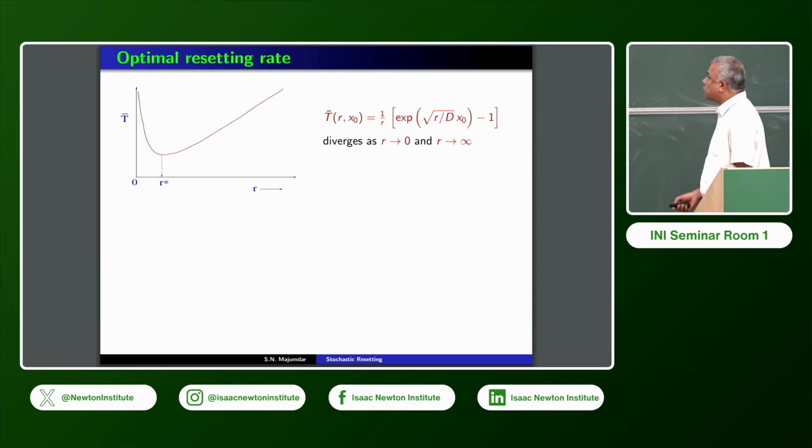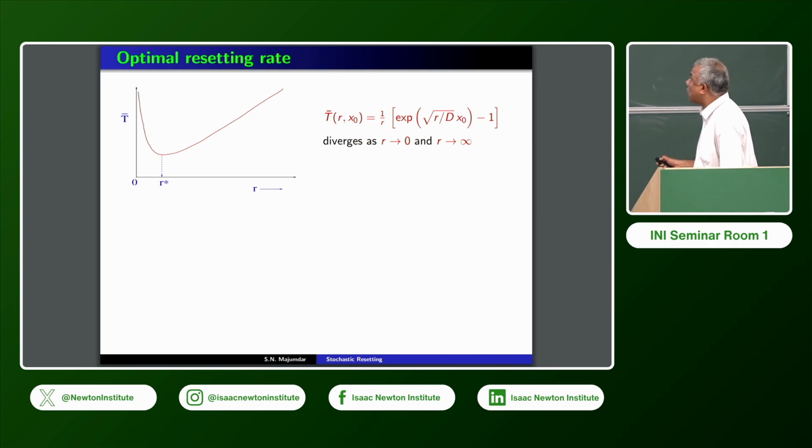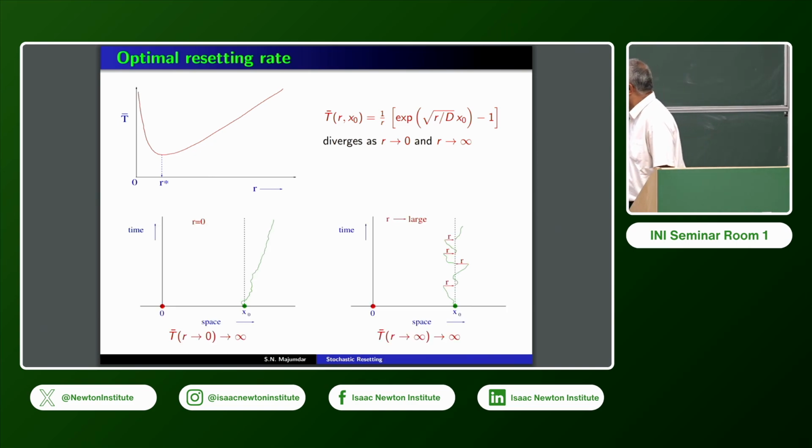But what it says is also interesting, that this function, if you plot it as a function of R for fixed x0, you see that it diverges as 1 over square root of R when R goes to 0, but it also diverges when R goes to infinity. Okay? So both sides it diverges.